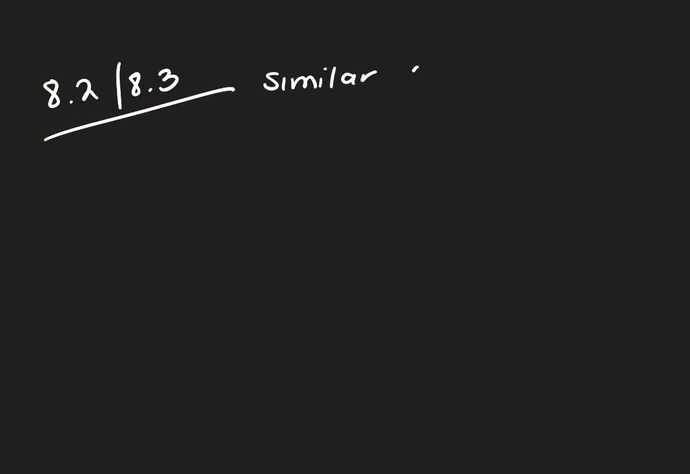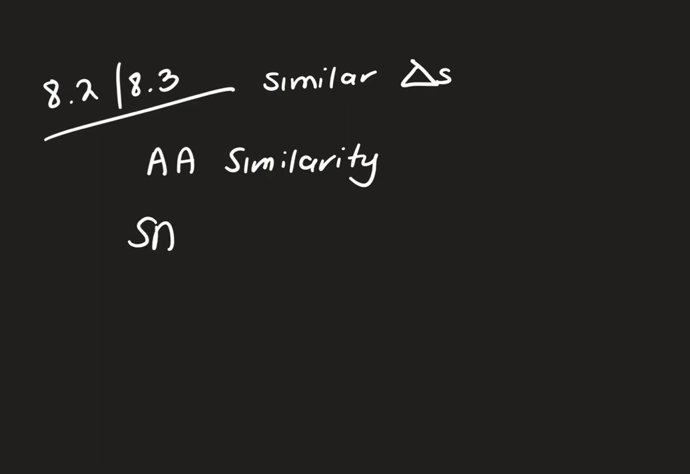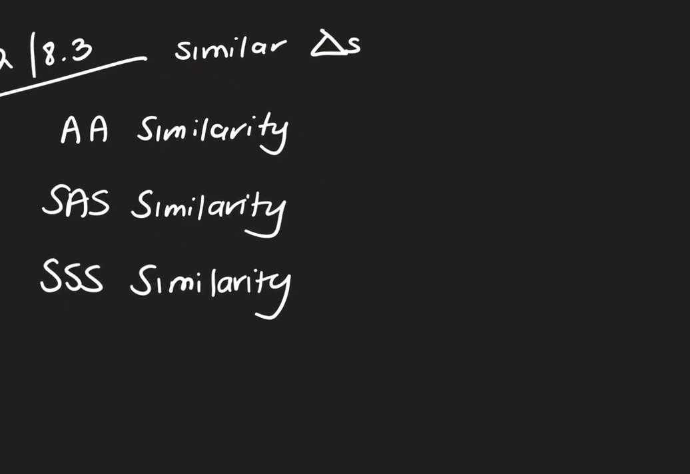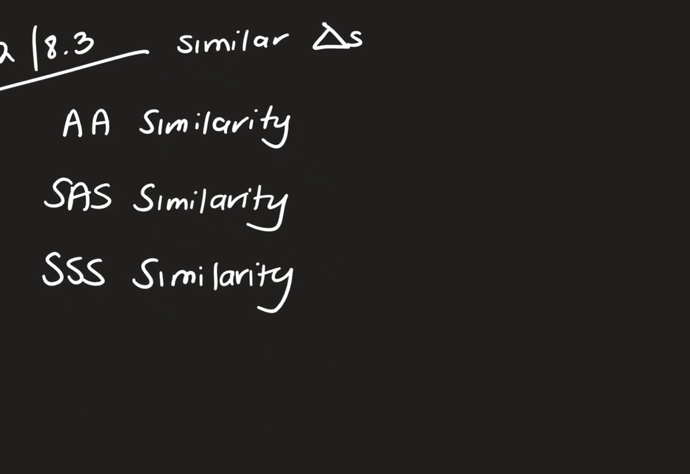Okay, then I'm going to put 8-2 and 8-3 together because they kind of go together. And those are your three. These are similar triangles now. So this was angle-angle similarity, side-angle-side similarity, or side-side-side. So angle was just two angles that were congruent. Like if this matches this and this matches this. That would be angle similarity.